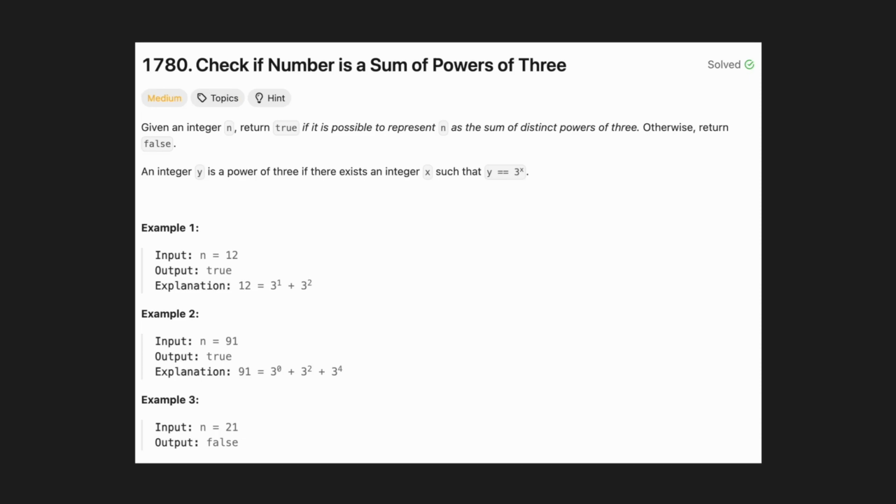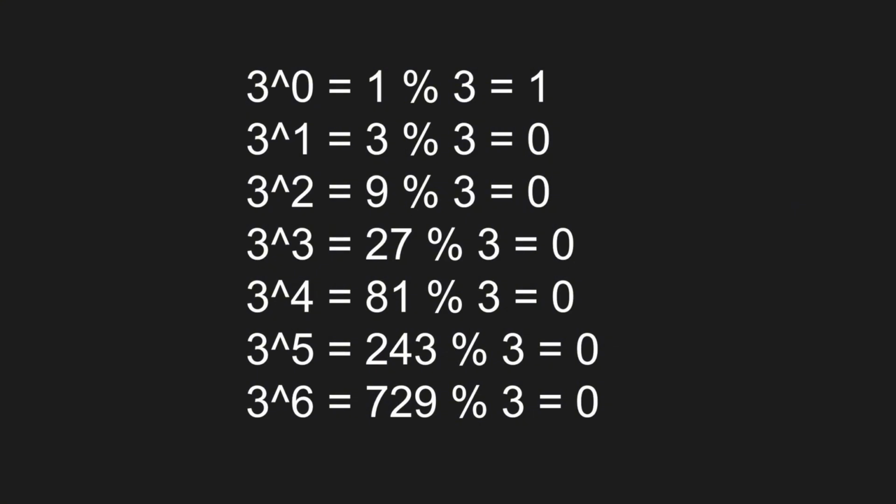And now that we have seen some examples, let's get to how we can solve this problem. Now, before we get to how we can solve this problem, let me show you this chart. So if we look at this chart, every power of 3 divided by 3 will have a remainder of 0, with the exception of 3 to the 0 power. If we divide by 3, it will have a 1 as a remainder. So based on this chart, we can know that if any number divided by 3 has a remainder of 2, we can automatically return false.